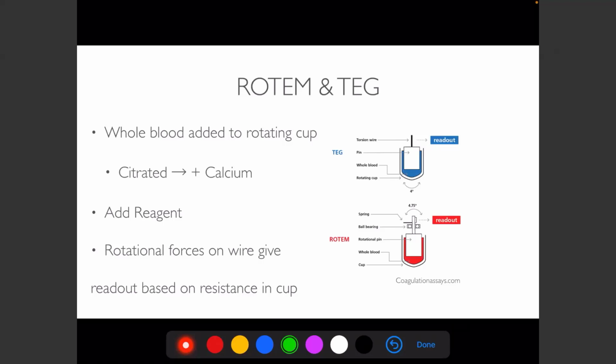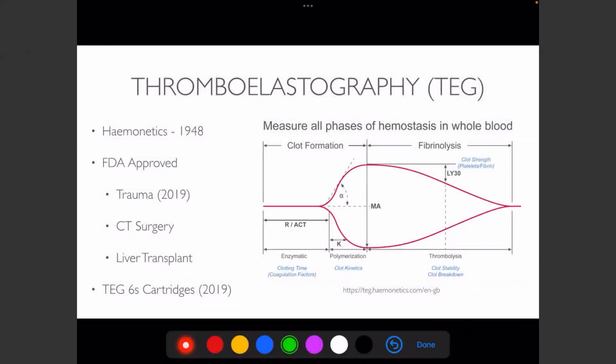And the big difference is, one, the machinery is a little different. With Rotem, instead of a wire twisting, it's a spring oscillator with a ball bearing. But that's not really that important in terms of the difference of the two. What you have just for TEG, because it does show up on our test, it's not the point of the talk, but it was developed in 1948. It was a company, Haemonetics, I guess is what it's called. I didn't know how to pronounce it. This is from their website.